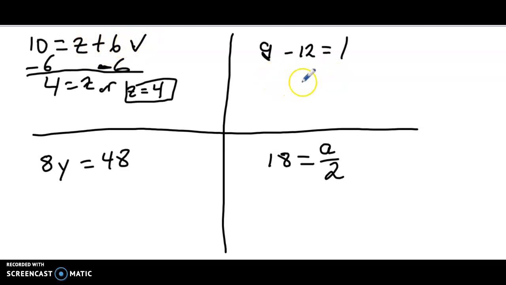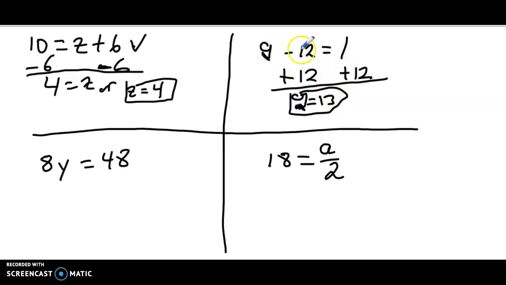Second one, q minus 12 is 1. Variable right here, this is with a variable. I want to get rid of that. So the inverse of subtraction is addition. So here we go, adding the opposite to both sides. Keep the balance. Left side, if I clean that up, I'm getting q. It looks like a g, but it should be a q, equals 13.